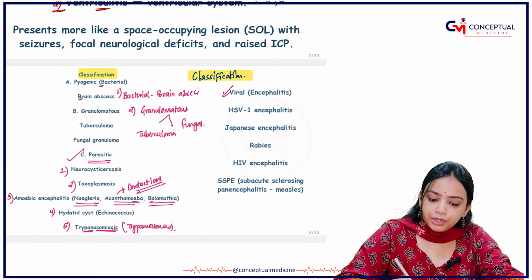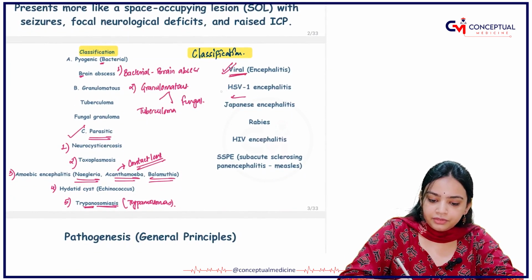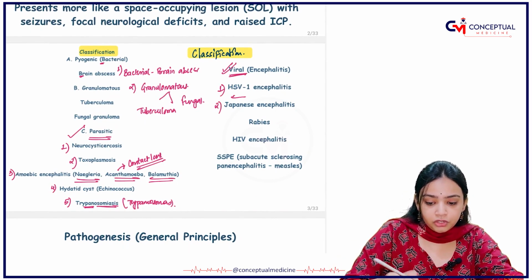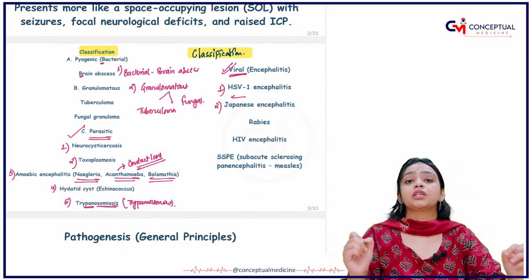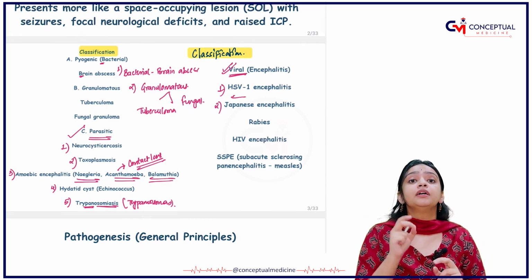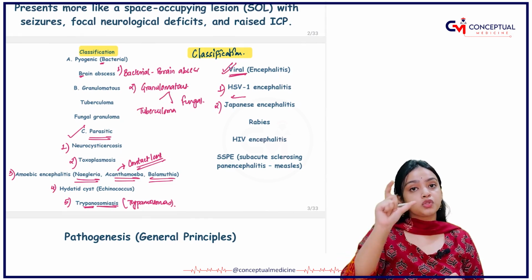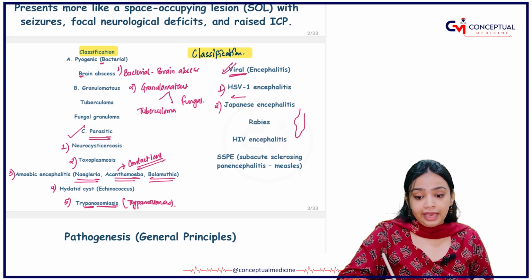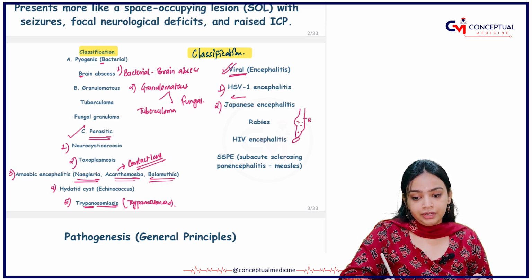In the viral one, what you have? The first one is HSV1 encephalopathy. Then you have Japanese encephalitis. That is the most common. In Japanese encephalitis, what happens? The leg of that person swells up, right? It becomes like the leg of an elephant.